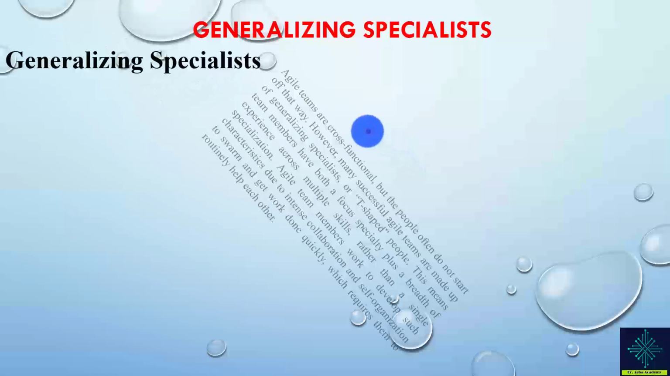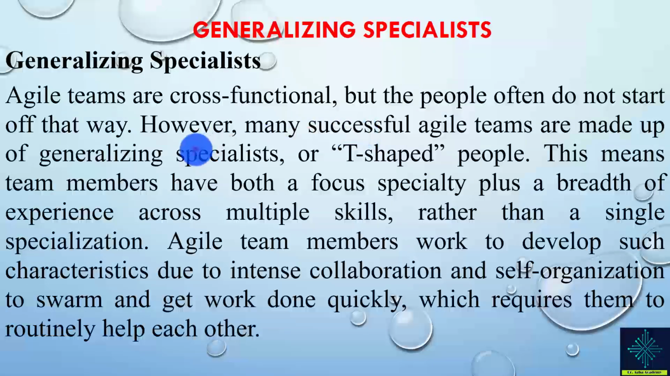The generalizing specialist. As we mentioned, Agile teams are cross-functional, but people often do not start off that way. How do we start? Many successful Agile teams are made up of generalizing specialists, or what we call T-shaped people. What does this mean? This means that the team members have both a focused specialty plus a breadth of experience across multiple skills, rather than a single specialization. So yes, you are specialized in something, but you still have many skills and some other specializations.